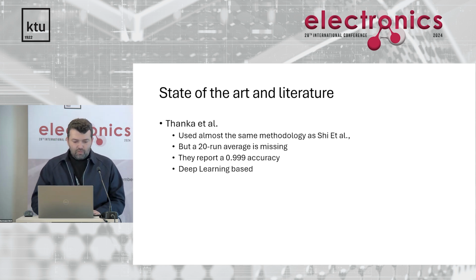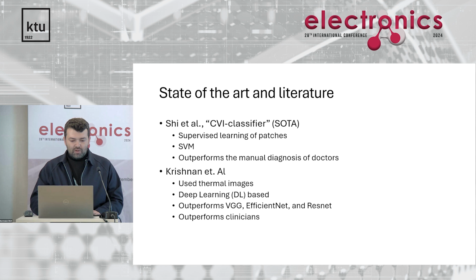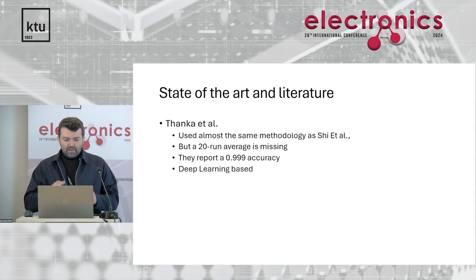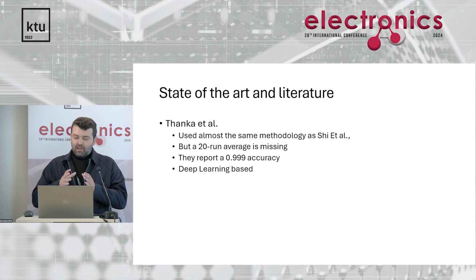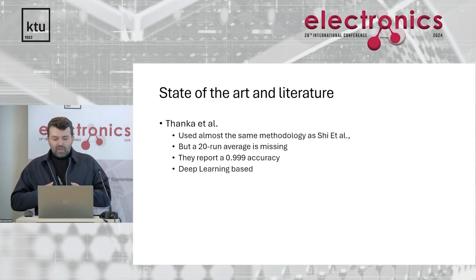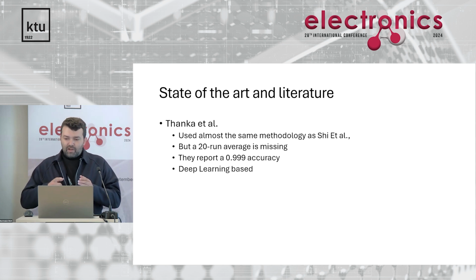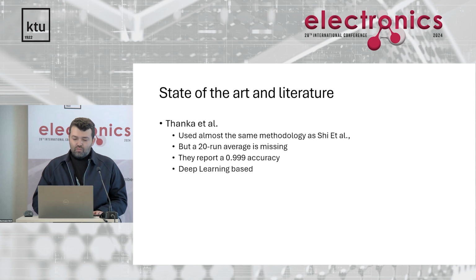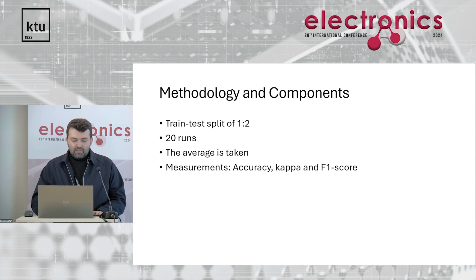One more work we have is Tanka et al.'s work, and it has used almost the same methodology as Shi et al.'s. A training test split of 2 to 1 is applied, but the overall 20-run average is missing. In Shi et al.'s work, there are 20 runs of experiments, with the train test split, and the average of the accuracies and other metrics is taken. But in this paper, there is only one run, and they report that one run as 100% accuracy. So this can be a little bit misleading. This is also a deep learning based method.